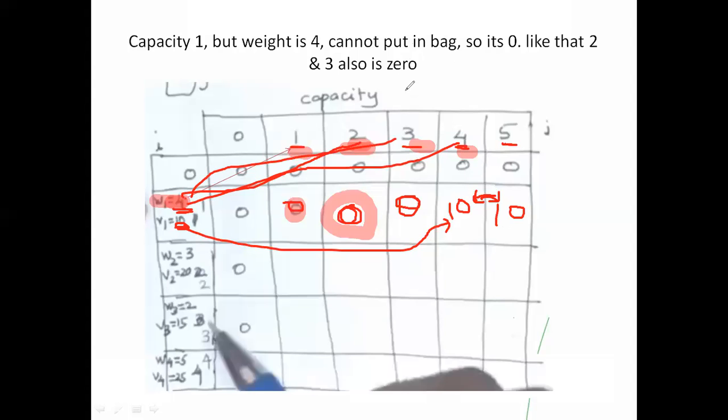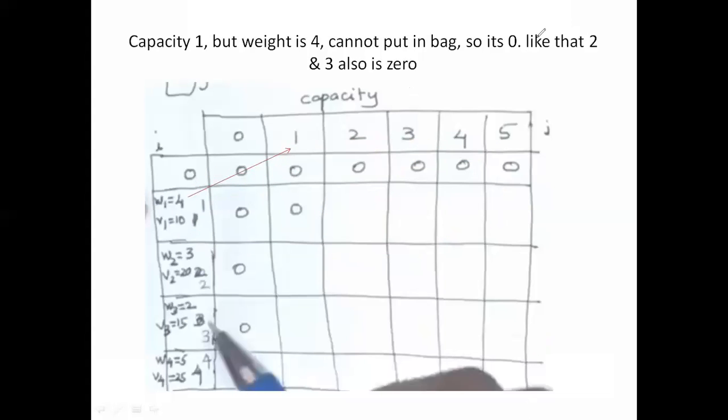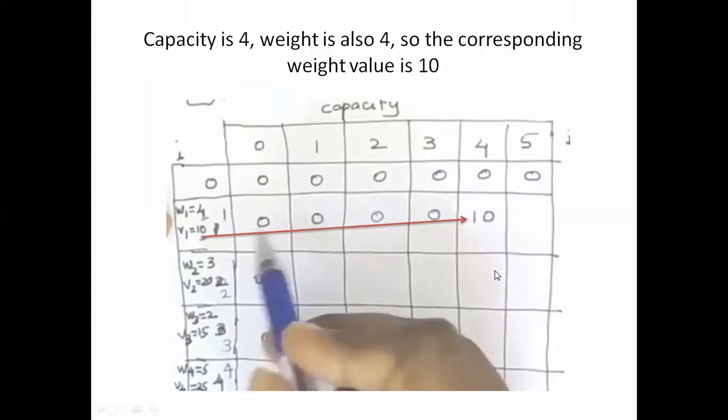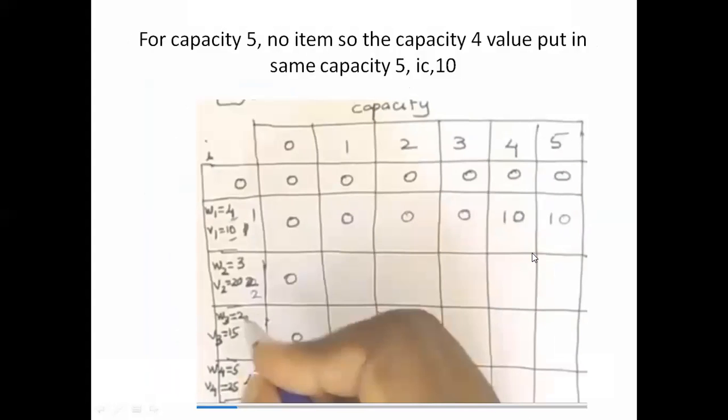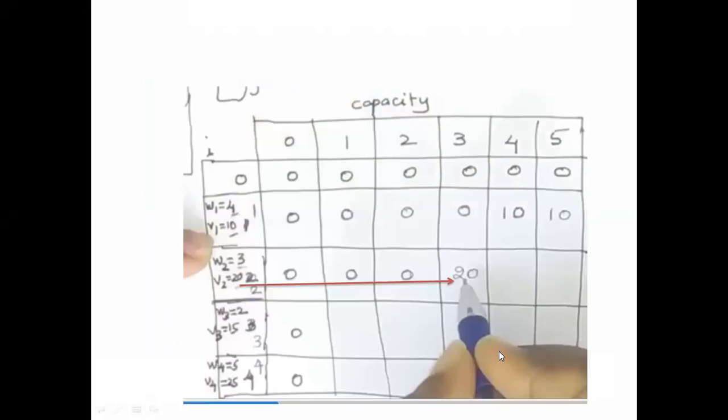Next, we will fill the second row. How to do it? As I already filled 10. Okay, next, we will fill the next. It is 1, but your weight is 3. Because of 1 kg capacity, we cannot hold 3 kg weight, so it is 0. 2 kg also cannot hold 3 kg weight, so it is also 0. For 3 kg, it is possible to insert the corresponding value. So 20 we have to write here.